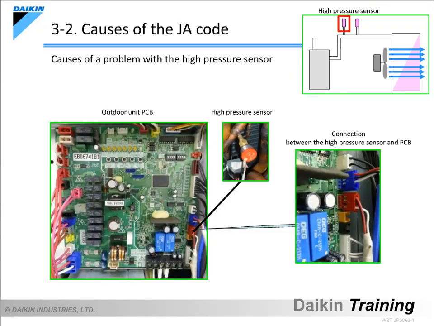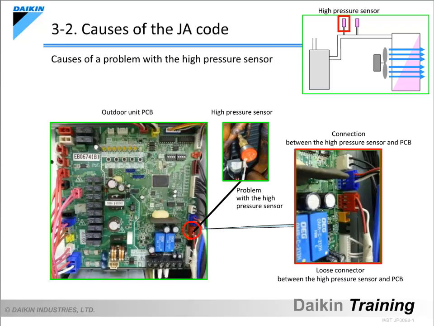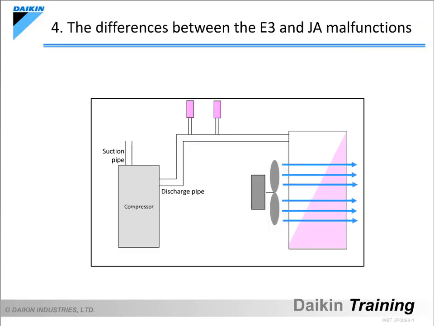Let's now take a look at the causes resulting in the JA code. JA is the malfunction code displayed on the remote controller when there is a problem with the pressure sensor, or in other words, when an air conditioner malfunctions. The possible causes are a problem with the high pressure sensor itself, a loose connector between the high pressure sensor and the outdoor unit PCB, or a problem with the outdoor unit PCB. Now, let's look at the differences between the E3 and JA malfunctions.